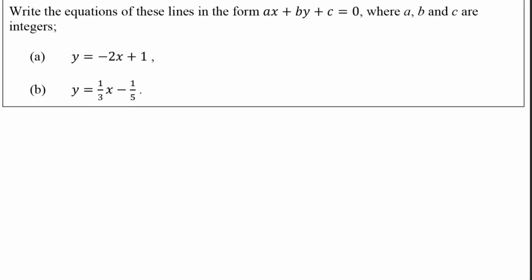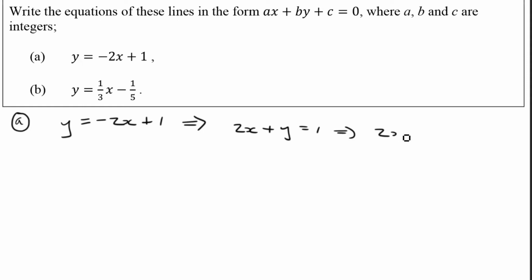So a couple of examples just to practice using that new form. Write the equations of these lines in the form ax plus by plus c equals 0, where a, b and c are integers. So the first one's given to us in a conventional y equals mx plus c form, and it's very easy for us to work on that. If we start off with the form we're given, if we add 2x to both sides, 2x plus y is 1. If we subtract 1 from both sides, 2x plus y minus 1 is 0. There we go. That's a slightly more attractive version.